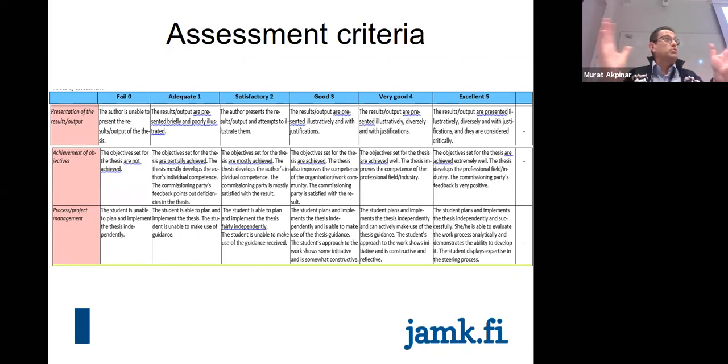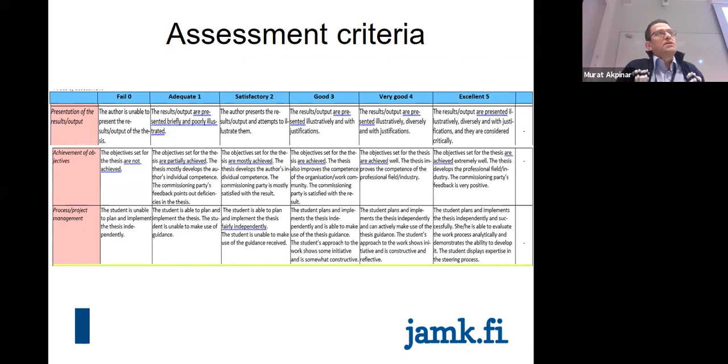It's about the whole process, how independent the student has been able to take care of the whole thesis process. I just put it here, I don't know why. But the more important is the presentation of the results. So for the grade of 5, they are presented illustratively.